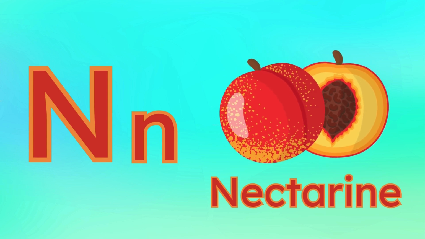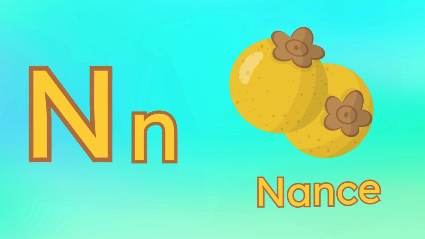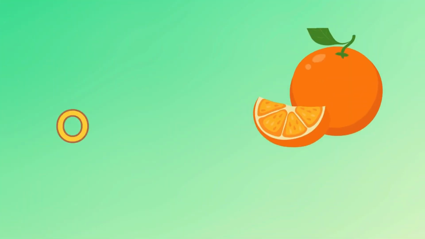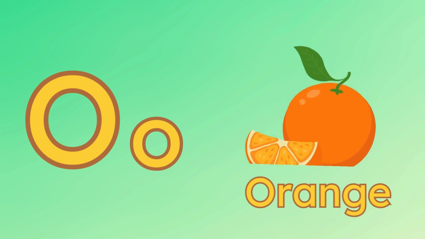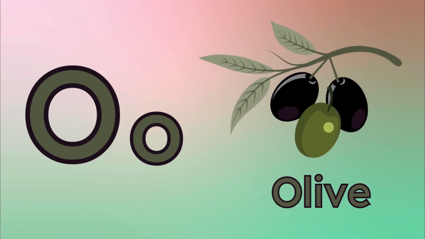N. Nectarine. N is for nectarine. N. Nance. N is for nance. O. Orange. O is for orange. O. Olive. O is for olive.